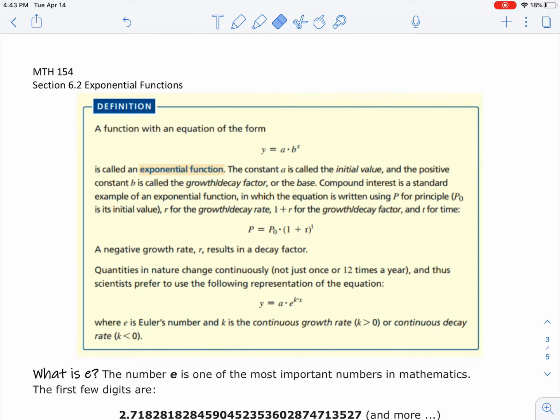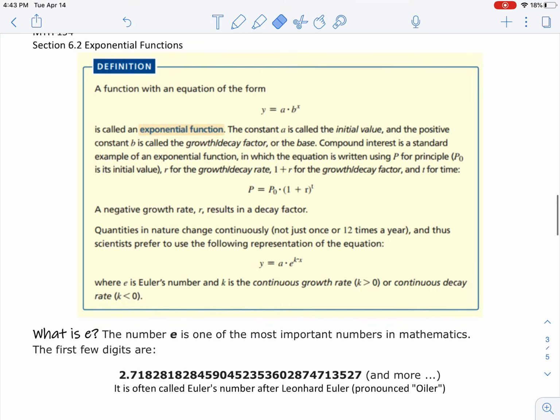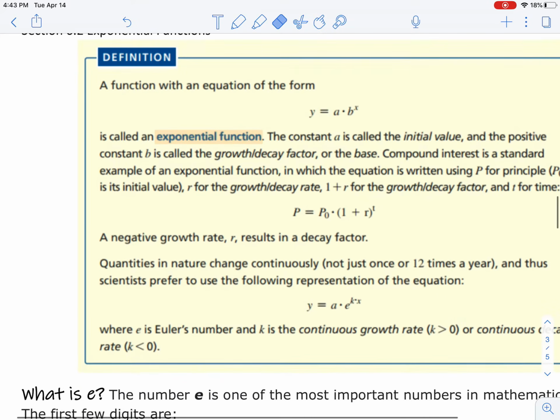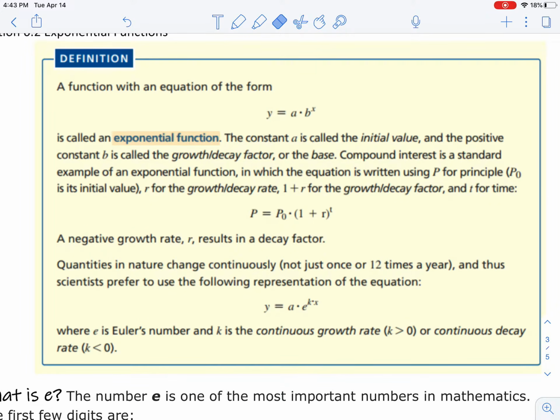So let me read the definition of exponential functions and something called continuous growth that we have right here. A function with an equation of the form y equals a times b raised to the x power. So in the first two examples that we went over, we had Q equals Q naught times 1 plus rate raised to the t power. And that's an exponential function.